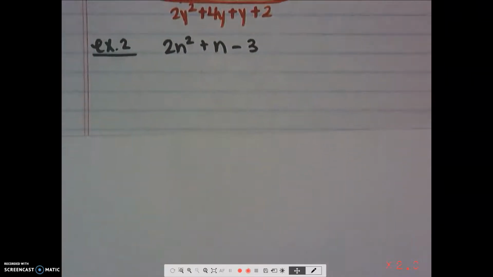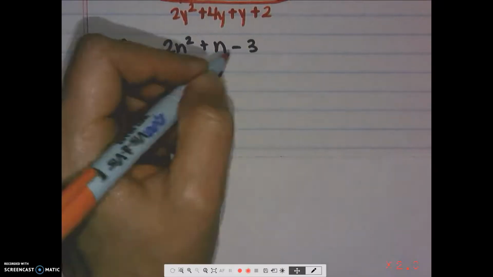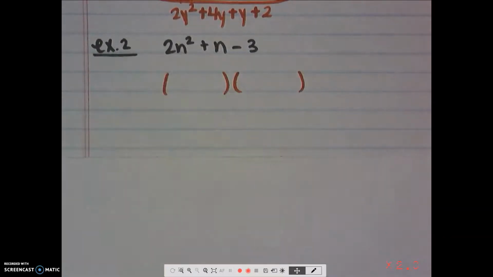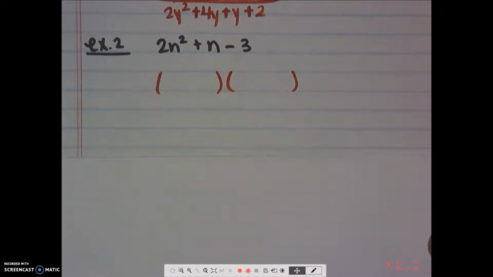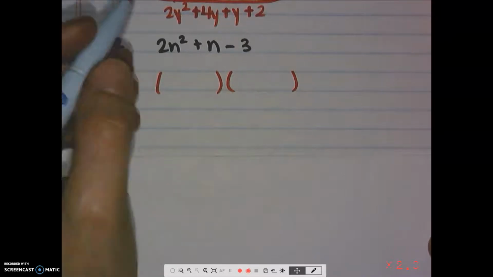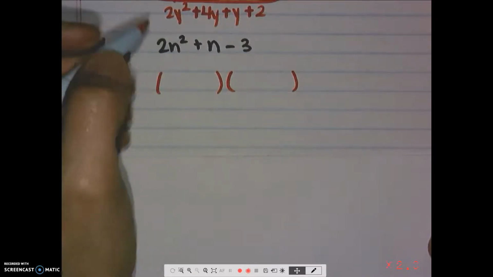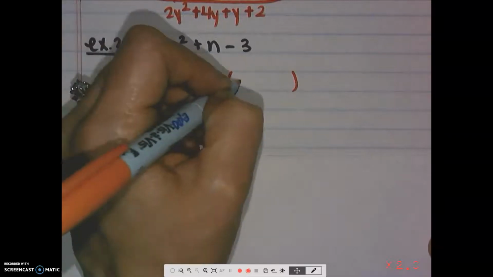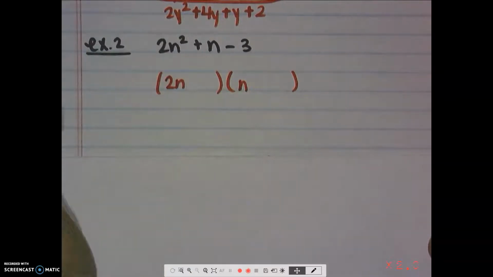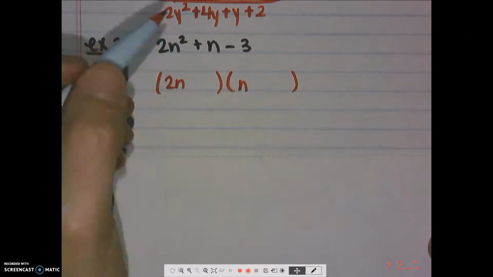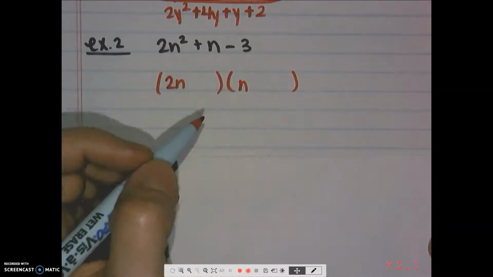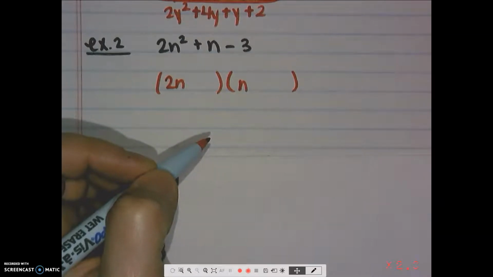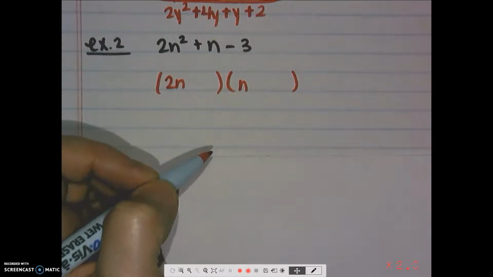So we have 2n squared plus n minus 3. I would also say, keeping in mind those rules that we talked about of what types of signs you're going to be looking for could also be beneficial in this as well. So again, we've got 2n squared. The only way to get that is to have 2n and n. Next, we have these back two terms have to multiply to give us a negative 3. So the only way to do that is to have 1 and 3, and obviously we know that one of them needs to be negative.